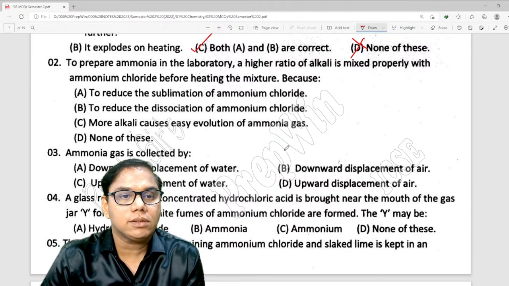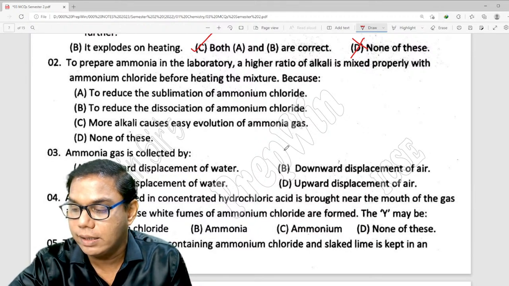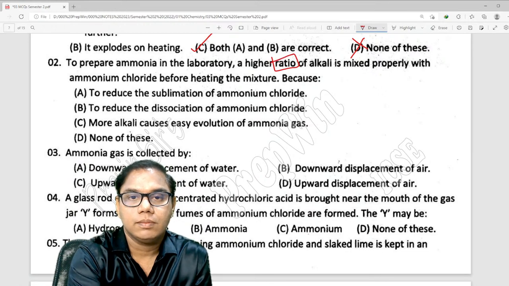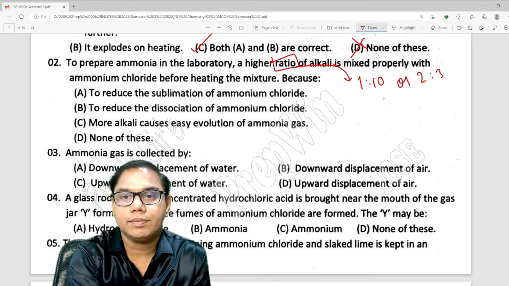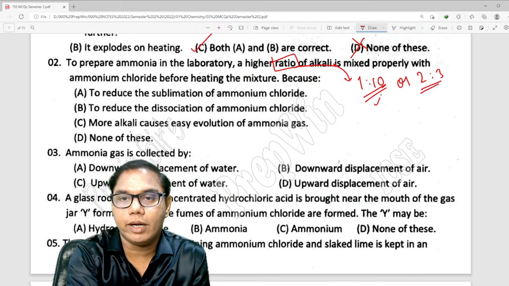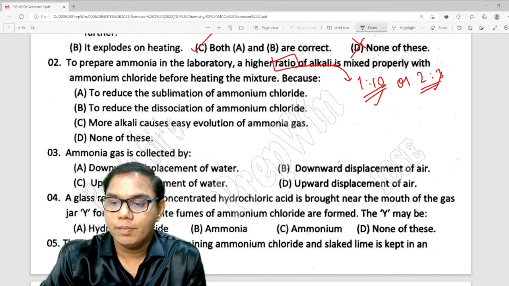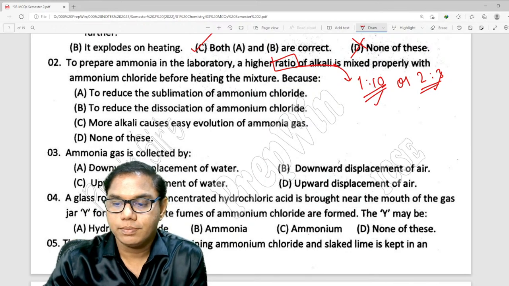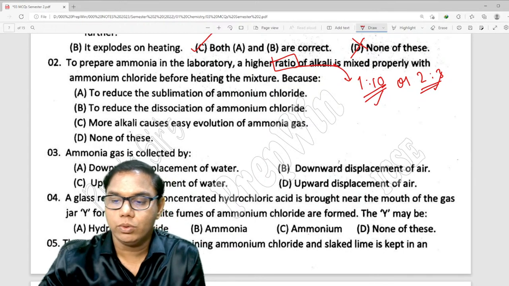More alkali causes easy evolution of ammonia gas. What is the correct answer? So what is the correct ratio? Is it 1:10 or is it 2:3? Which is the correct ratio? One chapter has this ratio, another chapter has that. Okay, so which one is right? Okay, the correct ratio is 2:3.